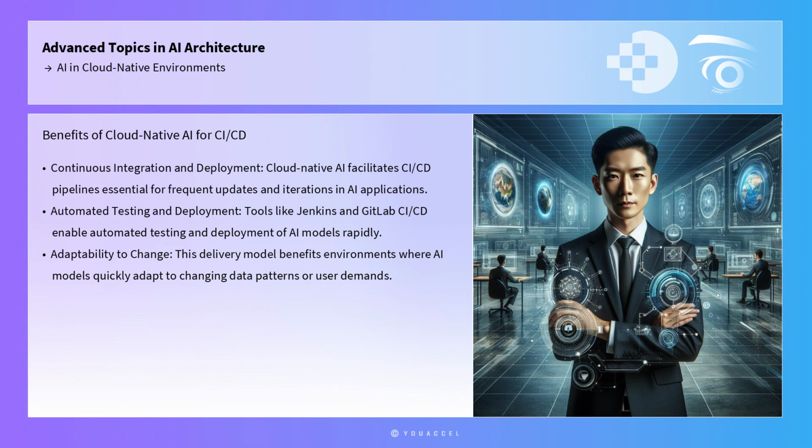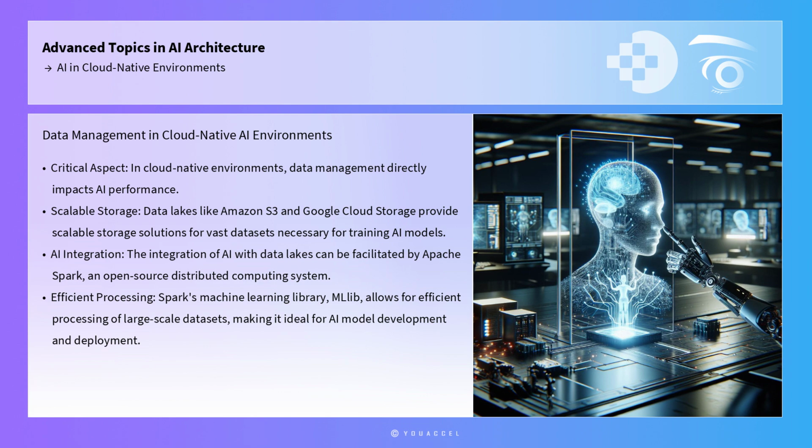user demands. In cloud-native environments, data management is a critical aspect that directly impacts AI performance. Data lakes, such as those offered by Amazon S3 or Google Cloud Storage, provide scalable storage solutions capable of handling vast datasets necessary for training AI models. The integration of AI with these data lakes can be facilitated by Apache Spark, an open-source distributed computing system. Spark's machine learning library, MLlib, allows for efficient processing of large-scale datasets, making it an excellent choice for developing and deploying AI models in cloud-native environments.